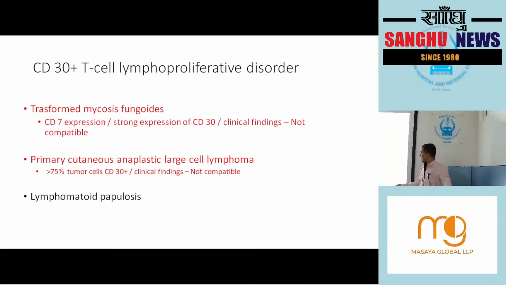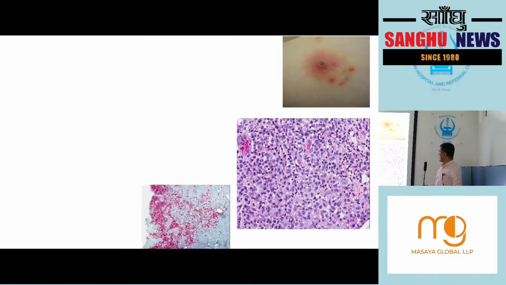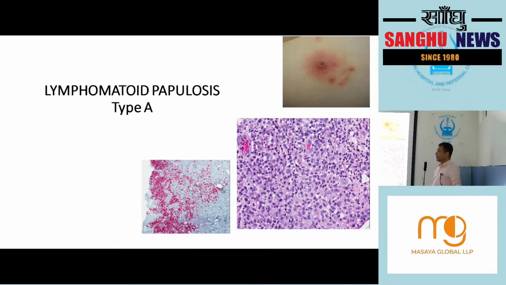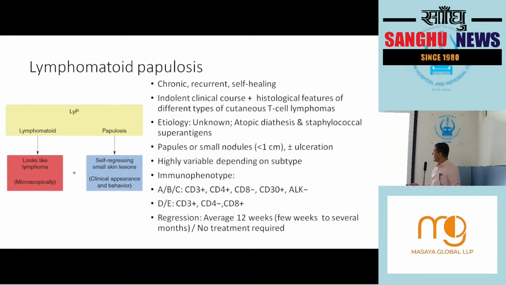So this is also unlikely. I am left with only one. So with these clinical pictures, H&E pictures, and IHC, the diagnosis of lymphomatoid papulosis type A was made. Type A. So this is where this disease stands in the WHO classification.